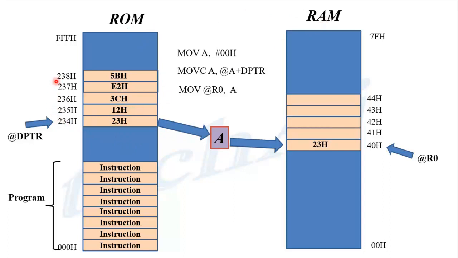For remaining data bytes, we have to increment the value present in a DPTR so that it can point to the next address location. Similarly, we have to increment the value of R0 so that it can point to the next address location. And repeat these 3 instructions till 5 data bytes have been transferred. Now how to perform this operation, that we'll see on a Keil simulation.